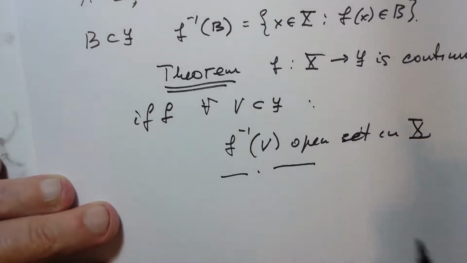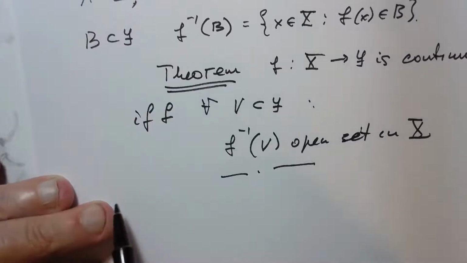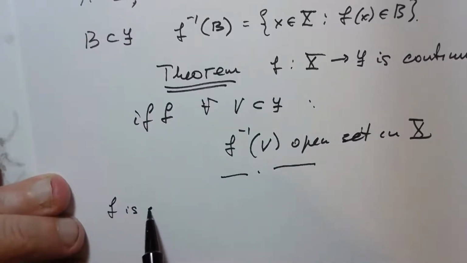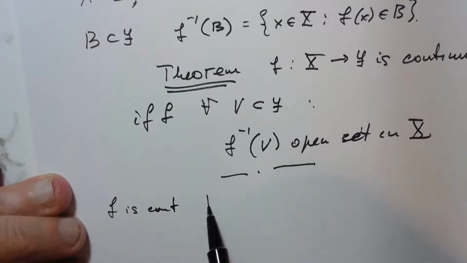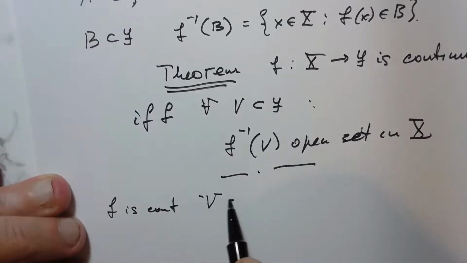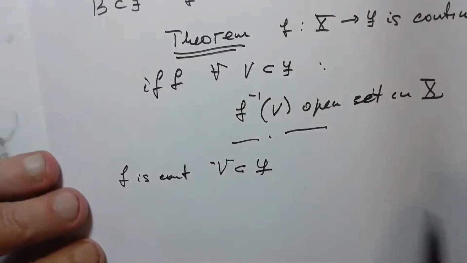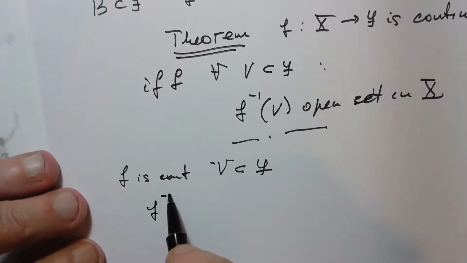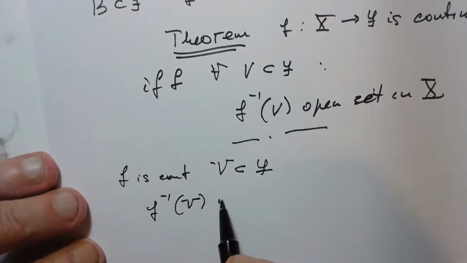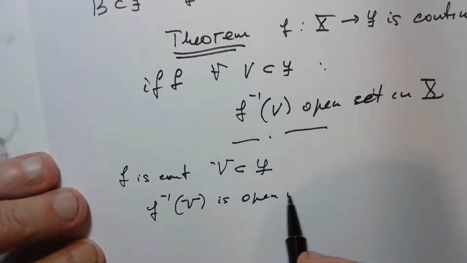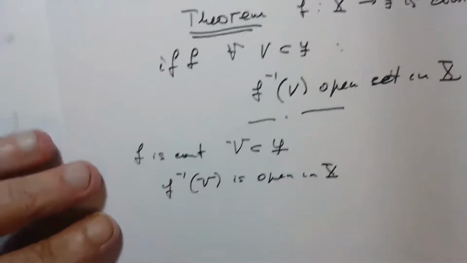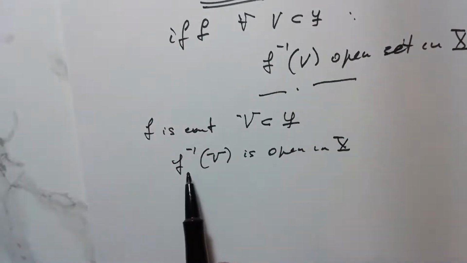The proof of this theorem should not be very difficult. So let's see what we're doing. So suppose that f is continuous first, and V is an open set in Y. Okay. So what I want to do is I want to prove that f minus 1 of V is open in X, which means that I want to prove that every point of this set, remember this is a set, that every point of the set is an interior point.